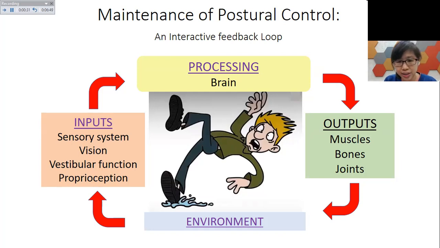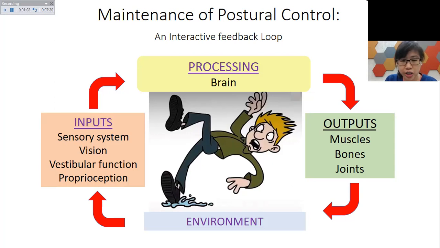When we can better understand the environment that we are in based on our sensory system, we can create and trigger inputs into our brain for processing, and thereby advise us on compensatory outputs to generate, such that the appropriate muscle, bone, and joints are activated to help us adapt well to our environment and to maintain this postural control.